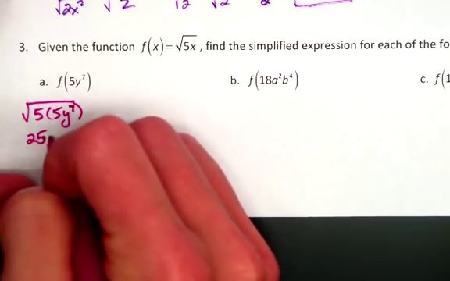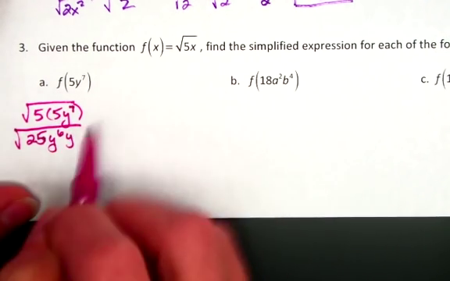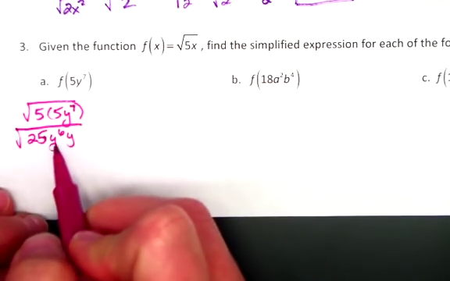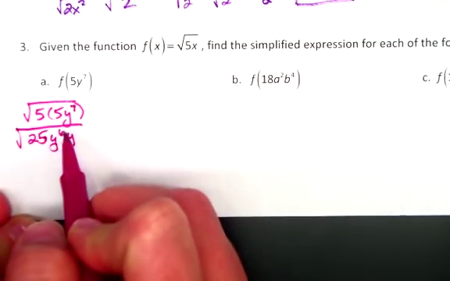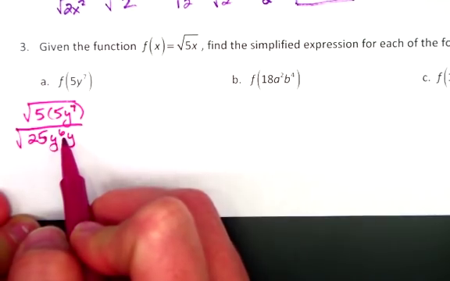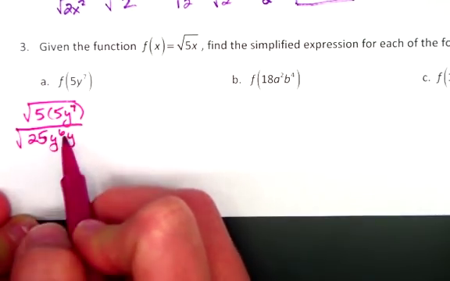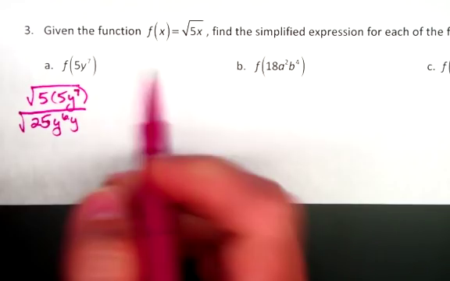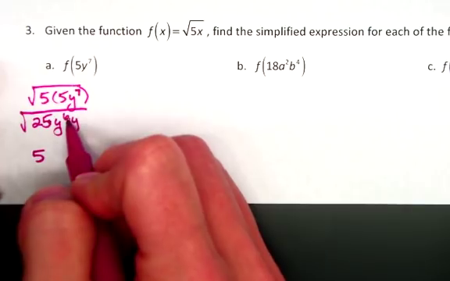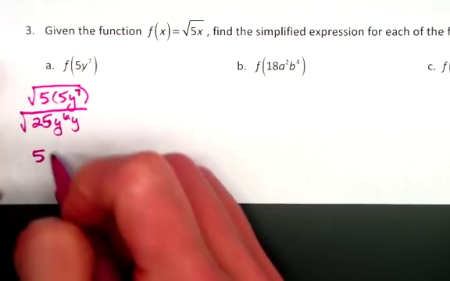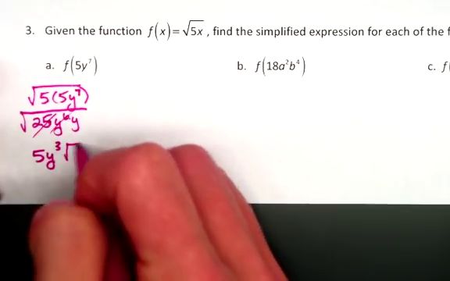25. Now y to the 7th is the same thing as y to the 6th times y to the 1st. Remember, we're rewriting this because if I take the square root, that means I'm really needing to divide the exponent by 2, and the biggest number in 7 that's divisible by 2 is 6. So 6 plus 1 is 7. Square root of 25 is 5. Square root of y to the 6th is taking the exponent 6 divided by 2. Okay, so then I have a y left over.